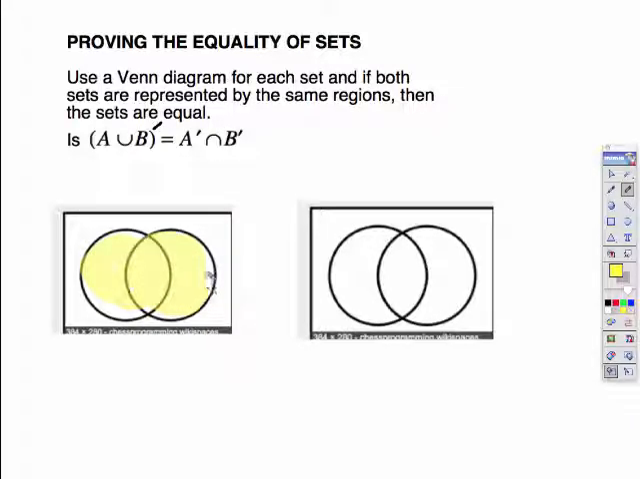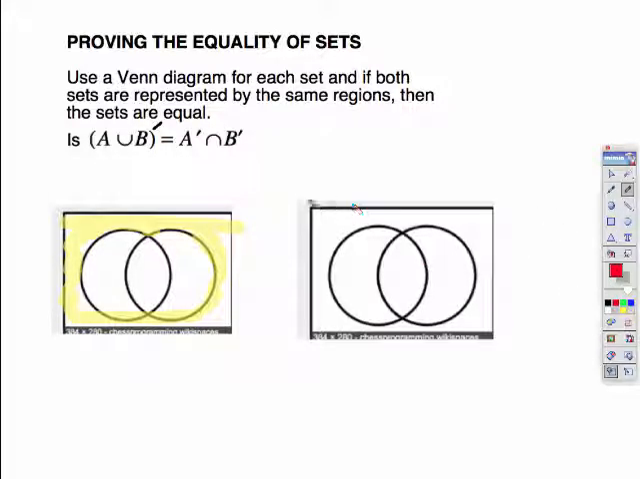But I want the complement of that. So I don't want that. I need all this stuff out here on the rim. So I'll erase this. And we're going to highlight just that outside part. So this is all my complement of A union B. And then come over here and take these piece by piece.